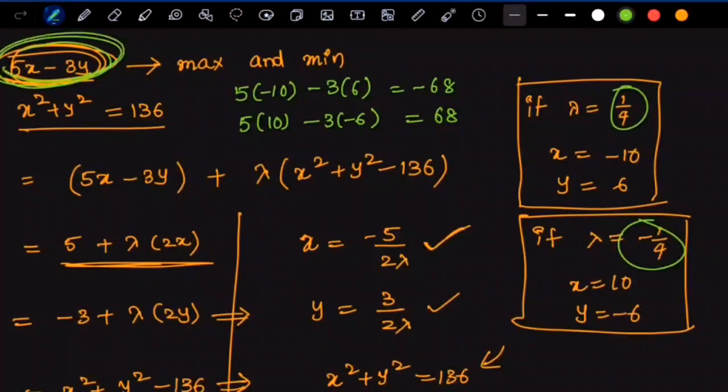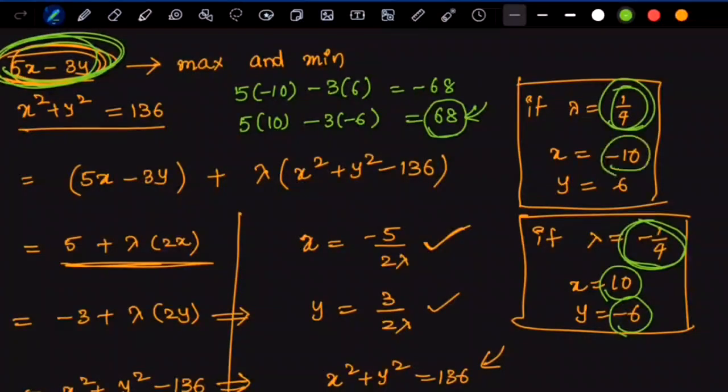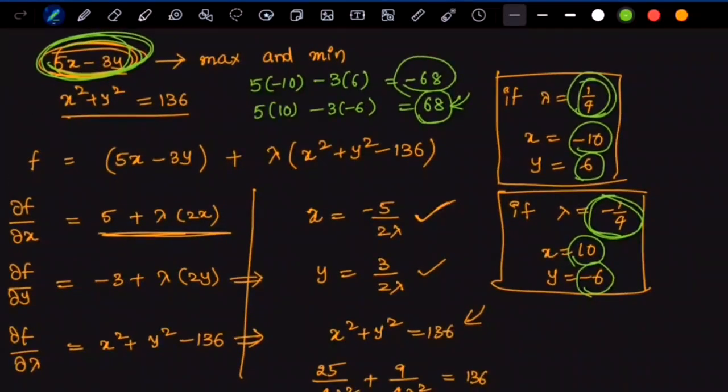So this function attains maximum value when lambda is equal to minus 1/4, x is equal to 10 and y is equal to minus 6. And that maximum value is 68. And it attains a minimum value when lambda is 1 by 4, x is minus 10, y is 6. And that minimum value is minus 68. I hope you have understood the concept of Lagrange multipliers.